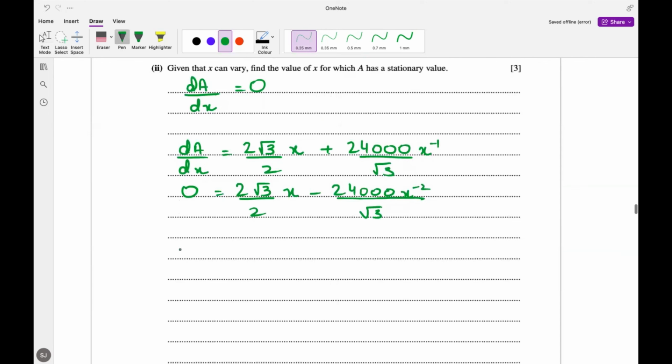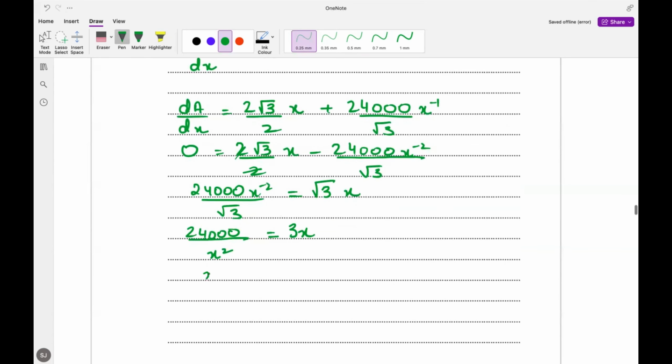Now solving this, we can bring this expression on the left hand side to make it positive. So this will become 24,000 x to the power minus 2 upon root 3 is equals to, we can cancel the 2 and 2 up here, is equals to root 3x. So now multiplying root 3 by root 3 will get 3. So this will be 24,000. Writing x power minus 2 in the denominator will get x squared. And this will become 3x. So 24,000 divided by 3 will be 8,000. So we can write x cube is equals to 8,000. Taking the cube root of 8,000, we'll get the value of x is equals to 20.